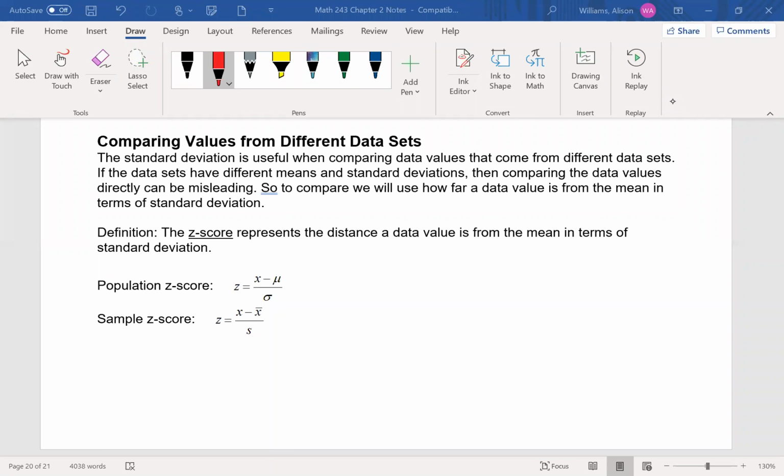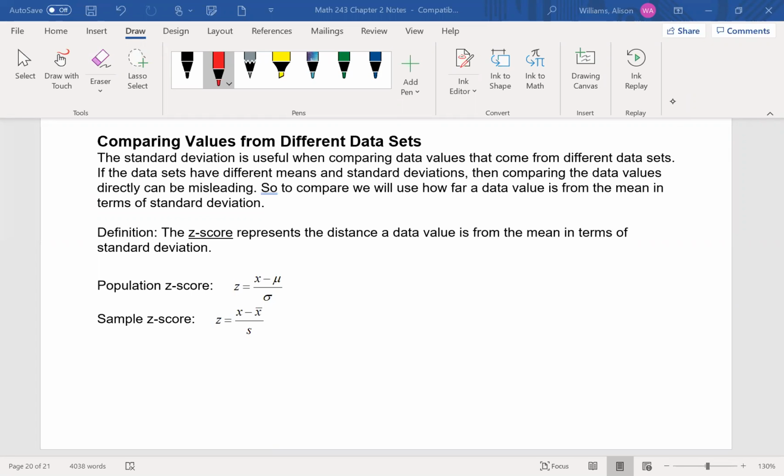In this video, we're going to look at comparing values from different data sets. When we're interested in looking at two different groups of data, it can be difficult to compare them because maybe it really doesn't make sense. For instance, if one math teacher teaches statistics one term and a different math teacher teaches statistics the next term, and students are comparing how they did on the first exam, it might be difficult to do that comparison because maybe one teacher gives harder exams than the other.